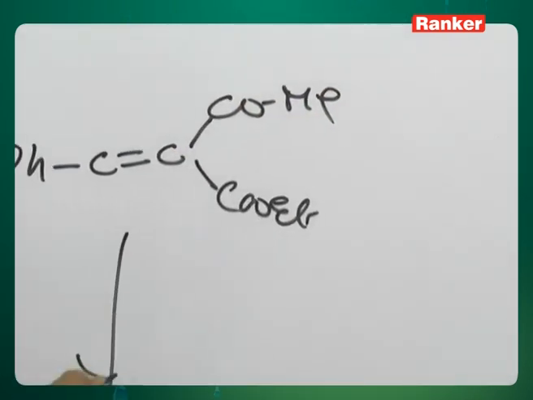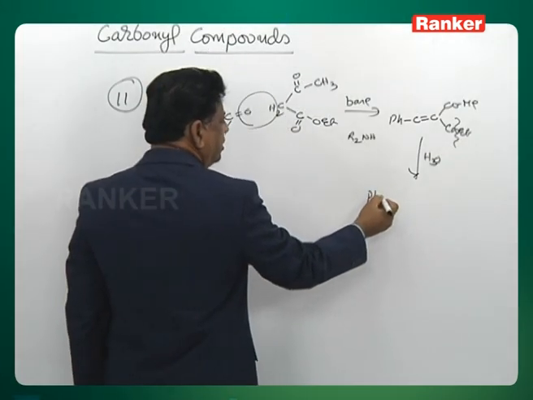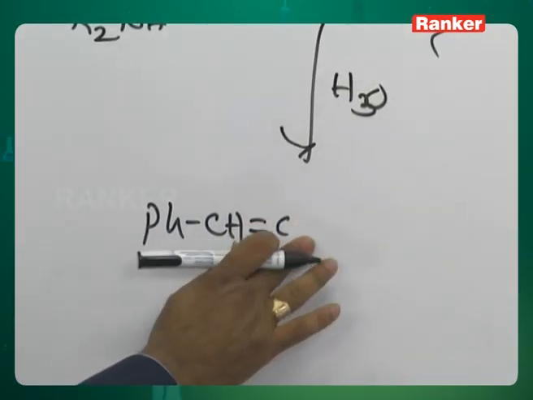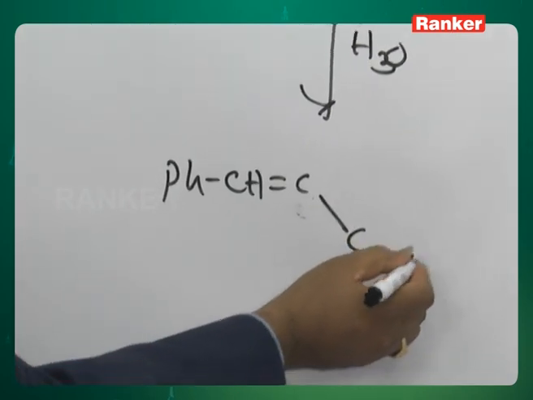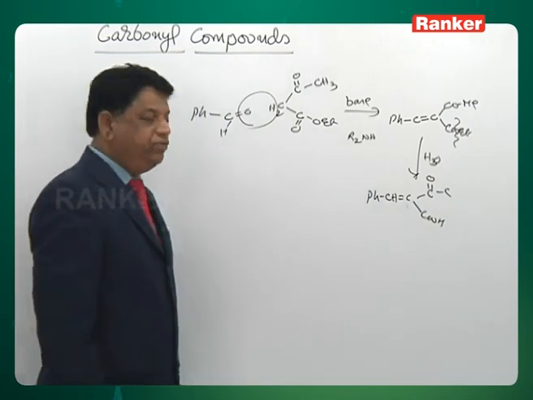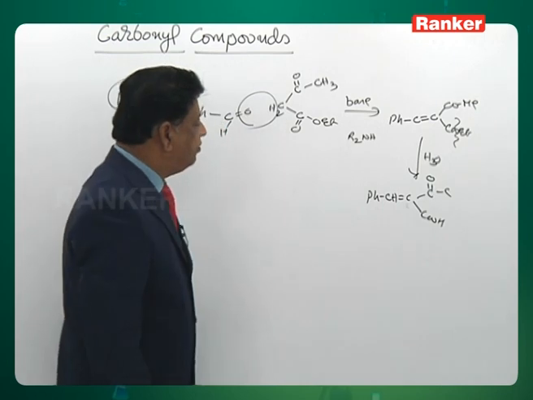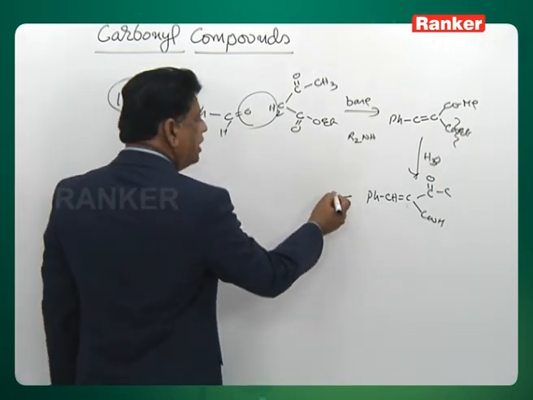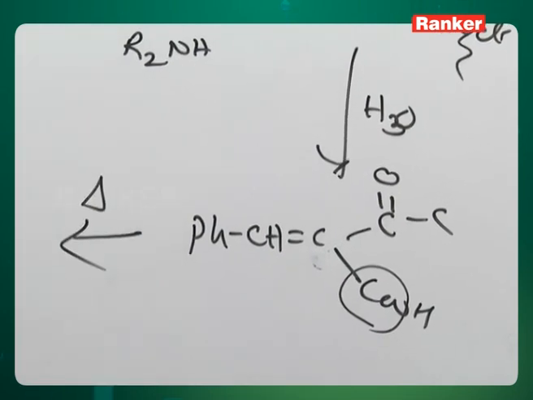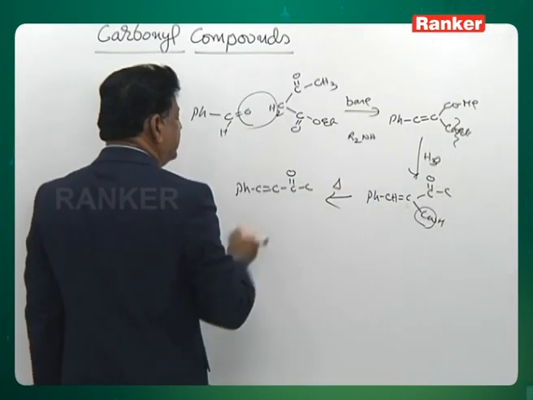So, this undergoes a hydrolysis reaction. In this hydrolysis, the ester undergoes hydrolysis. So, phenyl CH double bond CH with COOH, carboxylic acid, which is, by nature, if you see, an alpha, beta type of compound. So, it undergoes decarboxylation easily. On heating, it gives a phenyl with unsaturation and a COCH3. This is the final answer.